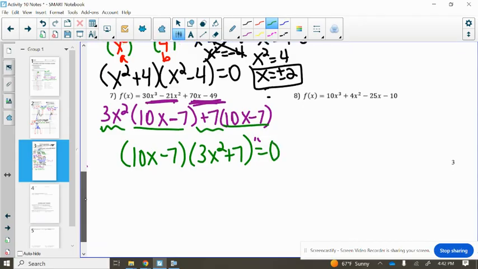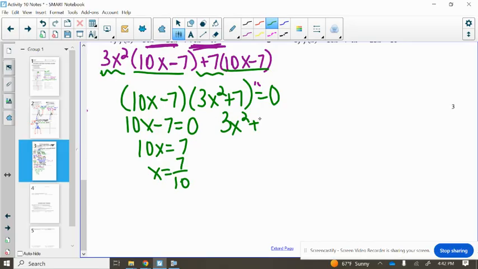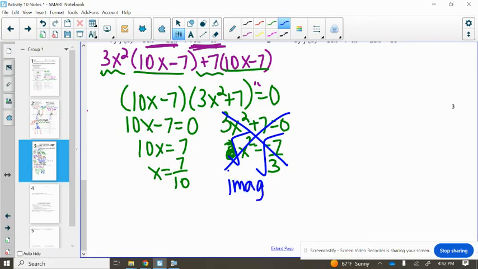And as we set each piece equal to 0, we have 10x minus 7 equals 0. Add the 7, divide by 10. X is 7/10. And then over here, as we try solving, we actually, again, are getting, unfortunately, the square root of a negative, which again is going to cause us an error. So this, again, is giving us an imaginary solution. So we're only looking at x equals 7/10 as an option.